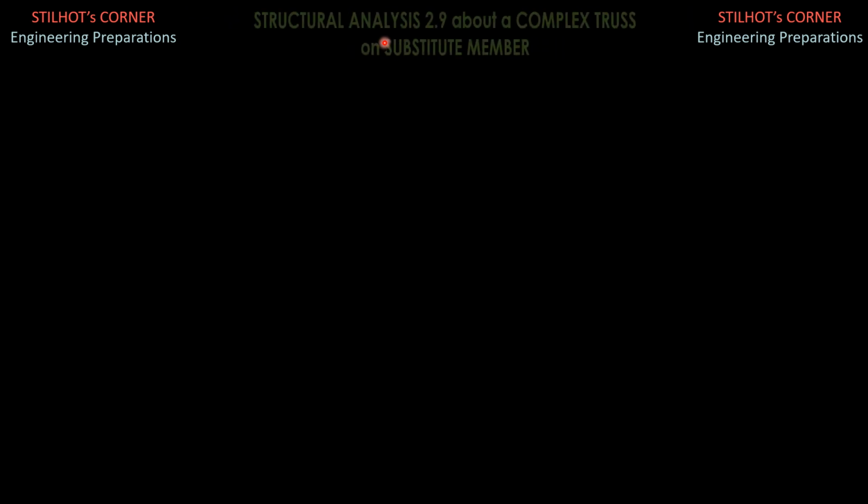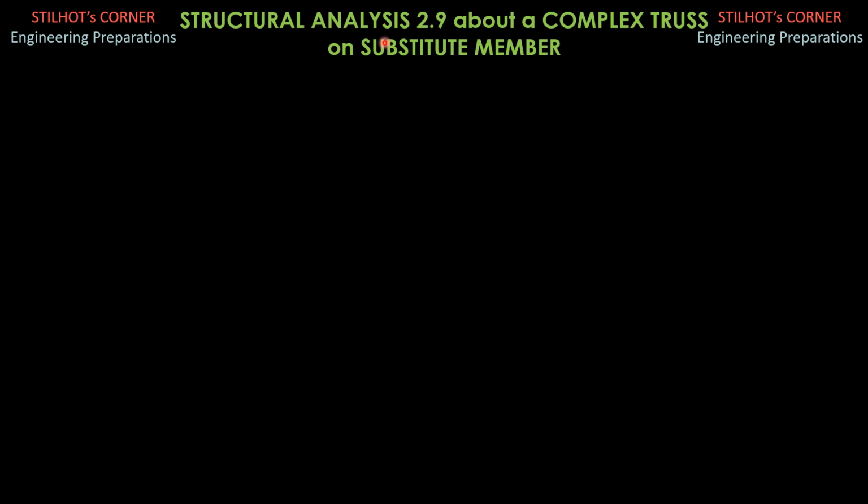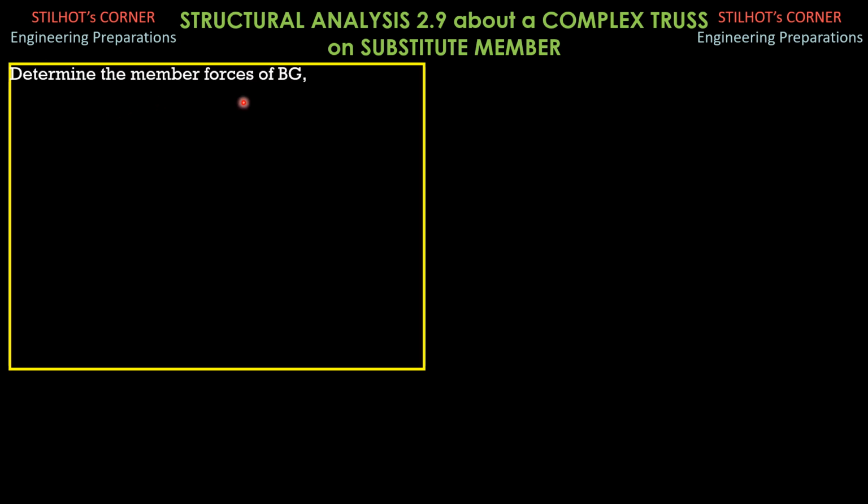There is another problem on complex truss solved by substitute member method. In the preceding video, this problem was solved considering all member forces. This time, we only consider a few members so that the solution will fit in just one page. So determine the member forces of BG, AD, and CF in this complex truss by substitute member.